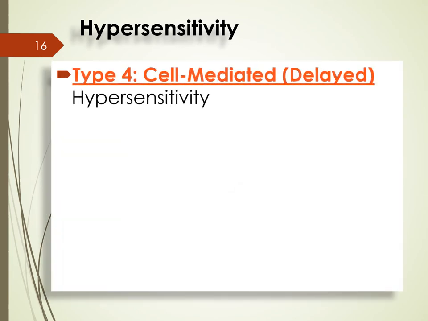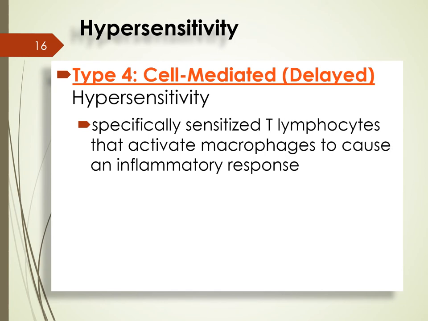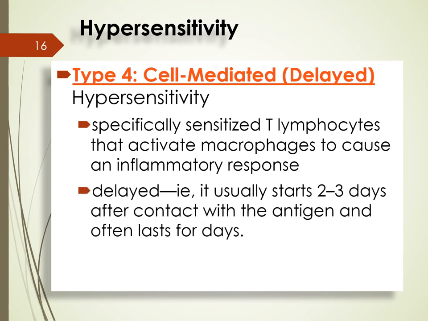The last type would be type 4 hypersensitivity reaction, or cell-mediated or delayed type of hypersensitivity, wherein it involves the sensitization of T lymphocytes that will activate macrophages to cause an inflammatory response. Your type 3, the antigen-antibody complement will stimulate the polymorphonuclear cells. Now for type 4, there will be sensitization of T lymphocytes, which later on will activate macrophages, so the cells involved will be macrophages that cause an inflammatory response. Type 4 is a delayed type. It usually starts 2 to 3 days, or 30 to 72 hours, post exposure after the contact. The antigen and reaction lasts for days.